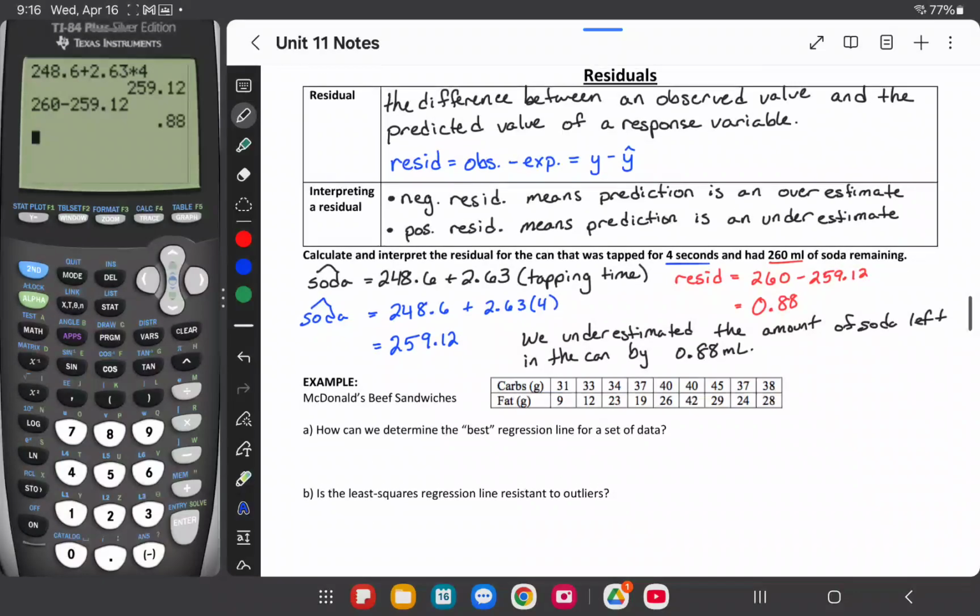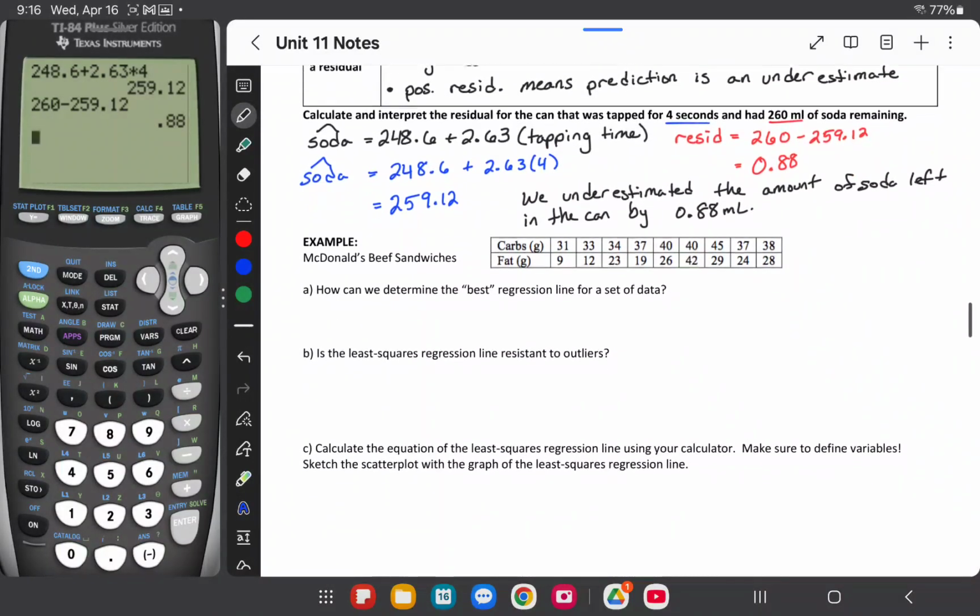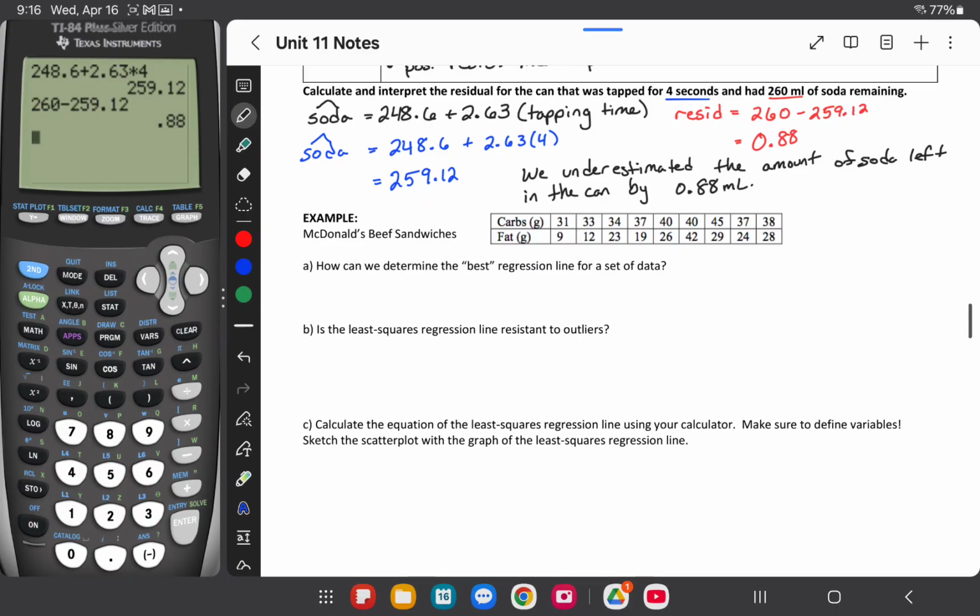For our example, we're going to look at the amount of carbs and fat in McDonald's beef sandwiches. So we're thinking cheeseburgers, hamburgers, the Big Mac, quarter pounder, all of those types of burgers. First of all, how can we determine the best regression line for a set of data? We typically use 2 things. One that we're going to be talking about today are the residuals, and we'll talk about how to use those. The other is we will start to talk about a couple of other variables. We'll talk about what's called the coefficient of determination, which is r squared. We'll end up doing that in the next section, as well as s, which is the standard deviation of our residuals. And again, we'll talk about that in a future section.